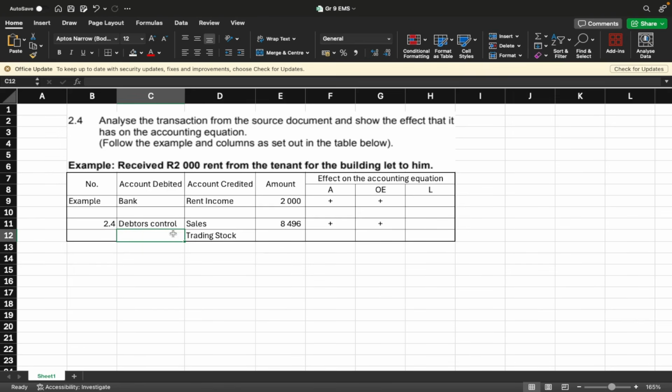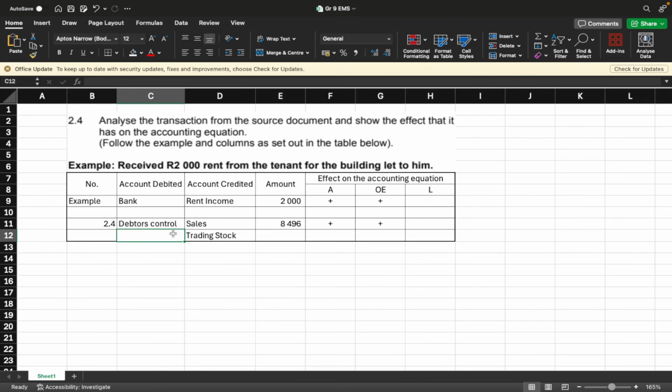Now, if you're in grade 9 and you haven't done it yet, then don't worry much about it. But if you've touched on it, or you've done it and you still don't know what it is, perpetual inventory system is when we are updating our inventory on a continuous basis, meaning whenever we sell inventory, we have to do two journal entries.